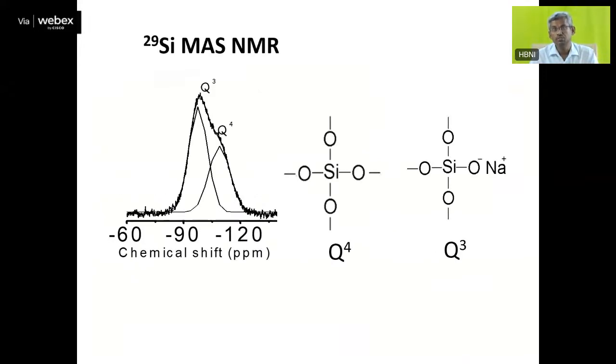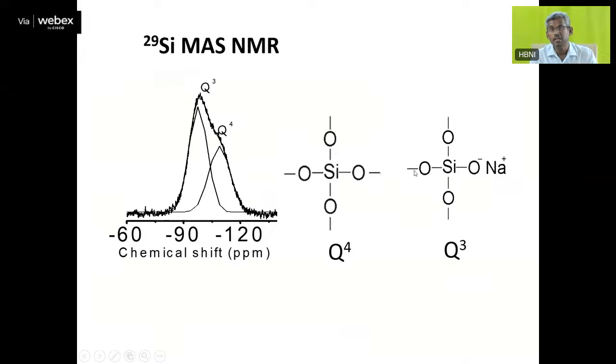As far as silicon 29 MAS NMR is concerned, it is very, very useful. We can identify different structural units in silicate glass. That is what I have shown here, and I think I indicated this last class. This is a silicon with 1, 2, 3, 4 bridging oxygen atoms. This is called a Q4 structural unit. The 4 stands for 4 bridging oxygen atoms.